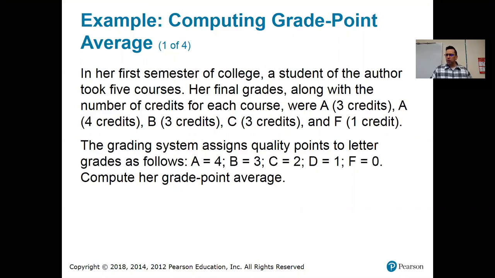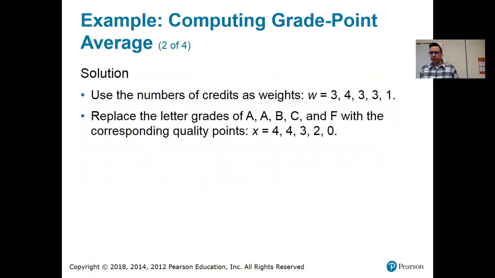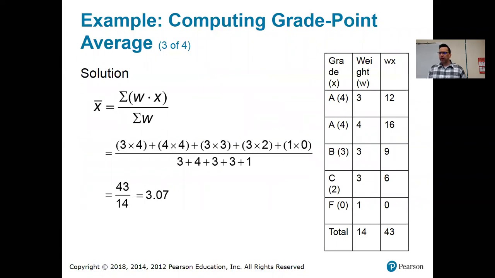The grading system assigns quality points to letter grades as follows. A is 4, B is 3, C is 2, D is 1, F is 0. Okay. So we have enough information here to calculate this student's grade point average. So the way that works is use the numbers of credits as weights and replace the letter grades of A, A, B, C, and F with the quality points 4, 4, 3, 2, 0. Okay. And I like to do it in the form of a table. It didn't come like that when I first pulled this up. I like to do it like this.